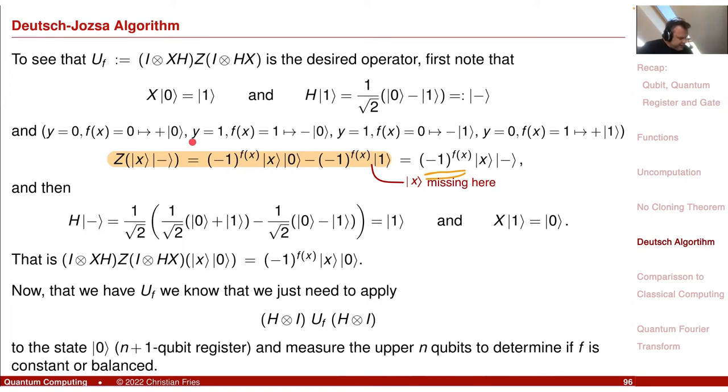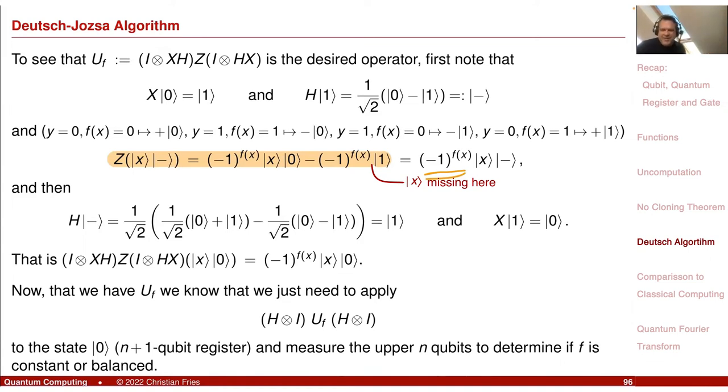If y is 1 and f of x is 1, 1 plus 1 is 0. Apply this to the 1. If I apply it to the 1, I have a minus coefficient, so the minus coefficient is mapped to minus 0. So you see, in front of the cat 0, I get a minus 1. And minus 1 to the power of 1 is minus 1, since f of x was 1. And you can also check the other two cases that this agrees.